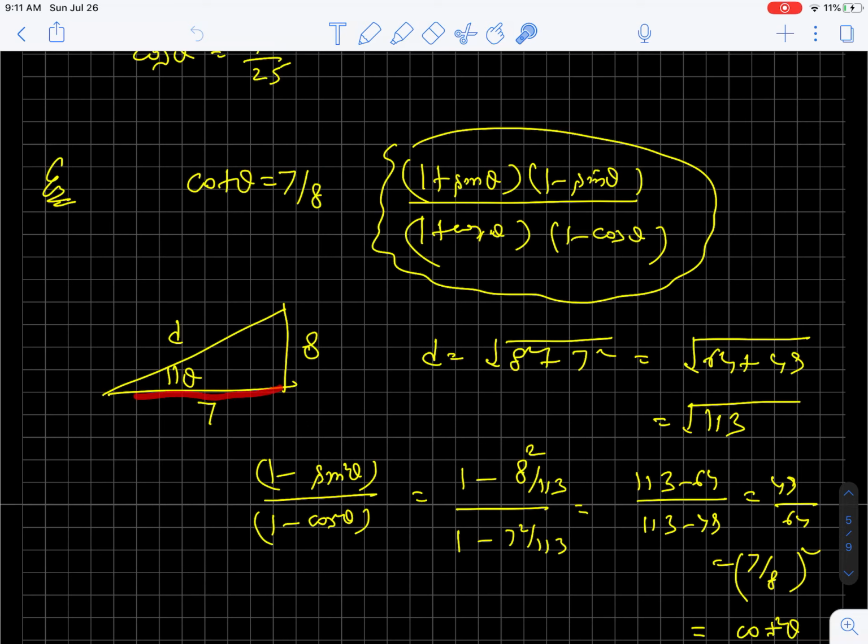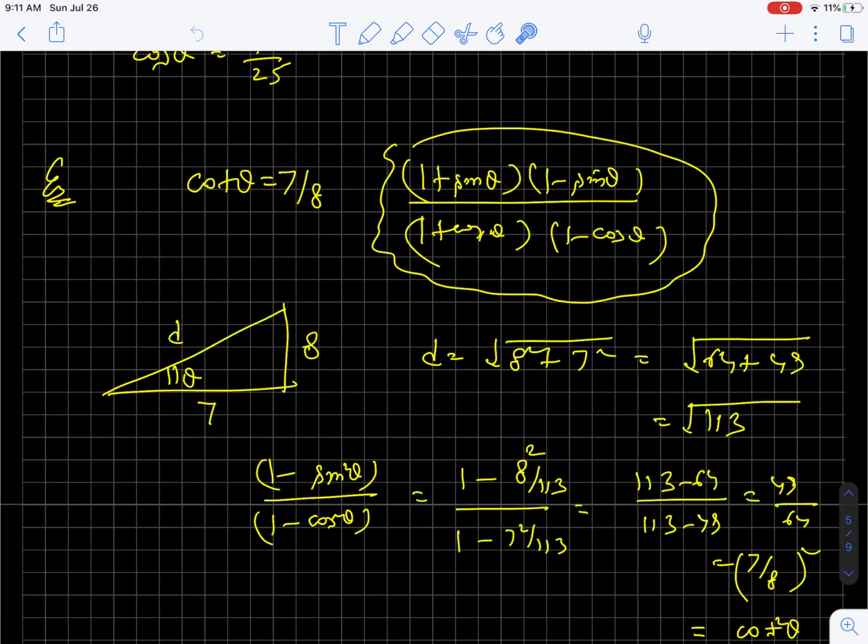So we can assume the base is 7 and the perpendicular is 8, so tan theta is 8 by 7. Then we can find the value of d by the Pythagoras theorem: d is equal to root 113. Now they are asking about the ratio of 1 minus sin square theta divided by 1 plus cos square theta.